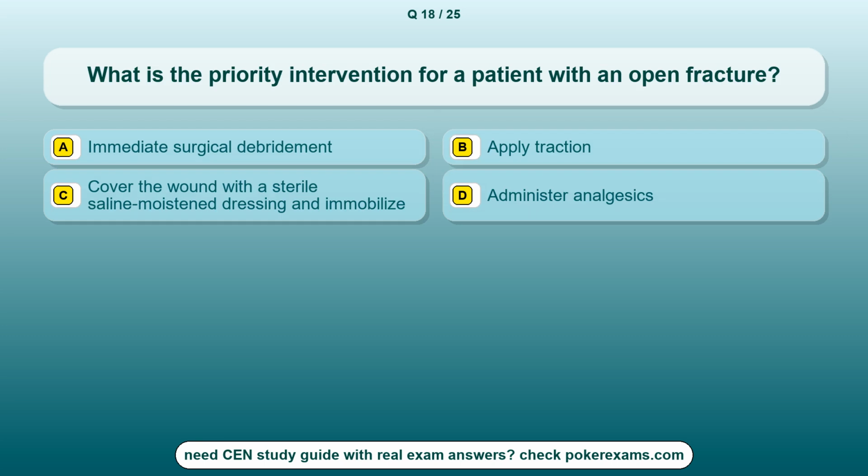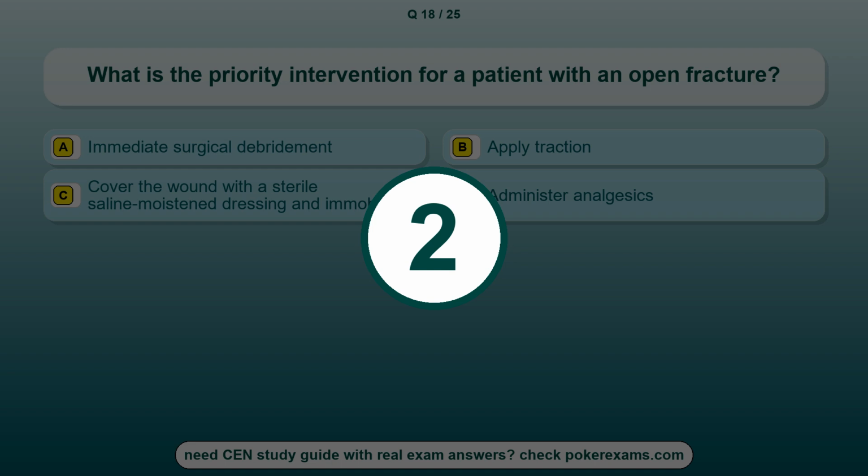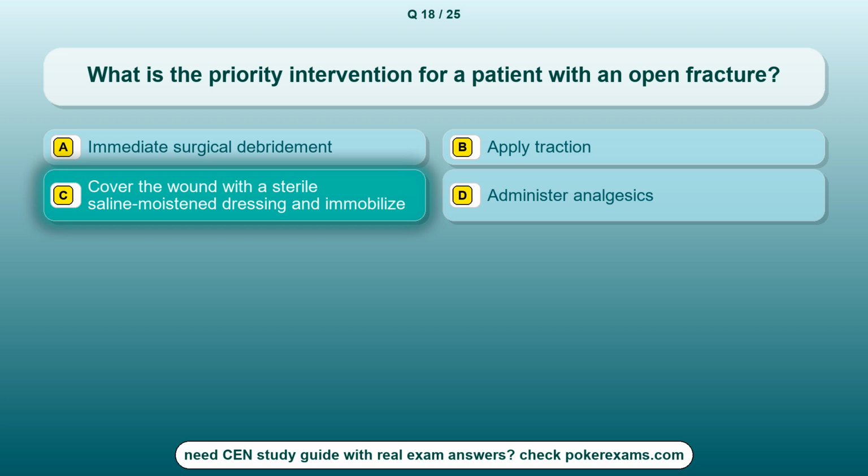Question 18. What is the priority intervention for a patient with an open fracture? Option A, immediate surgical debridement. Option B, apply traction. Option C, cover the wound with a sterile saline-moistened dressing and immobilize. Option D, administer analgesics. The correct answer is option C, cover the wound with a sterile saline-moistened dressing and immobilize.